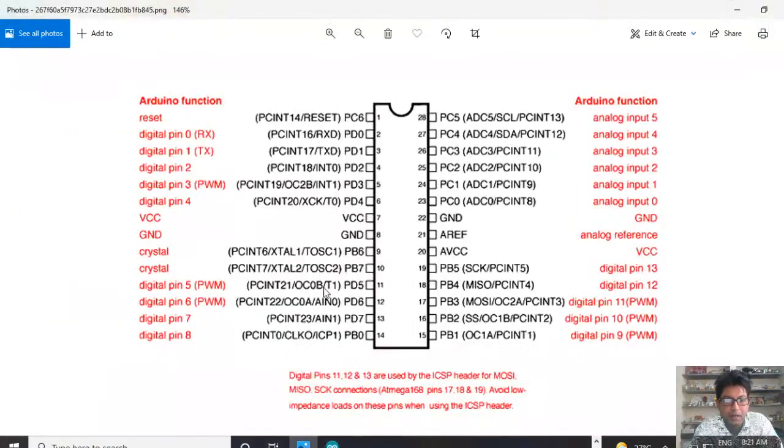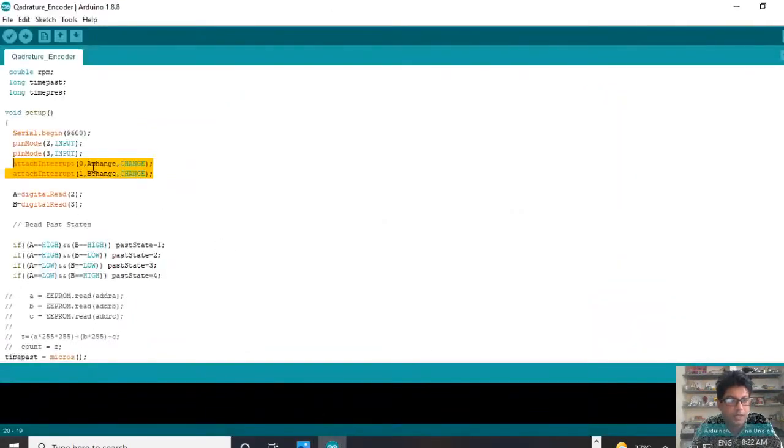There is an external hardware interrupt pin in every microcontroller. You see here INT 0, this PD2, and INT 1. That means pin number 2 and 3 are the external hardware interrupts. So if you see, I have used 2 and 3 as interrupt. Pin number 2 is interrupt 0, pin number 3 is interrupt 1. So that's why I have given this.